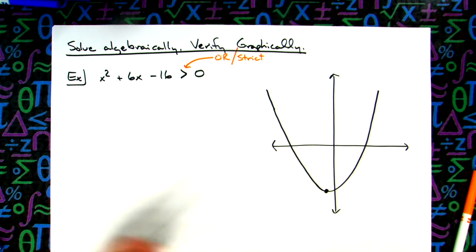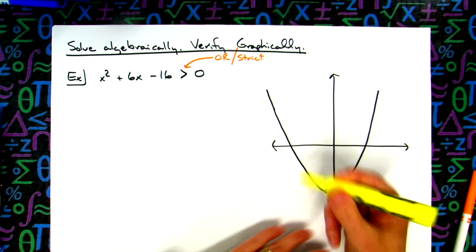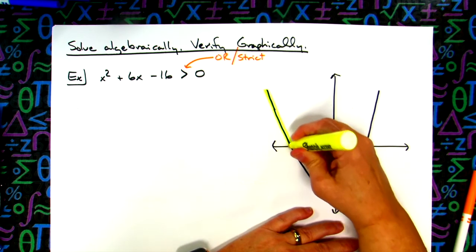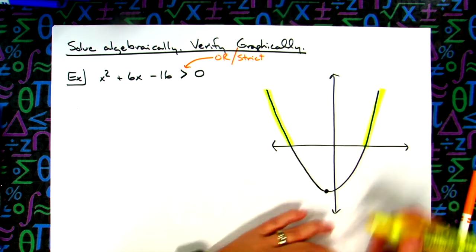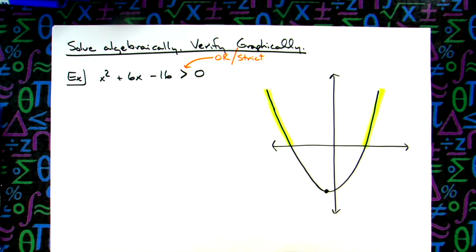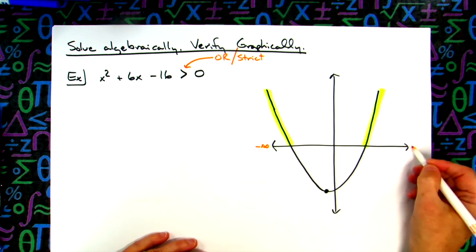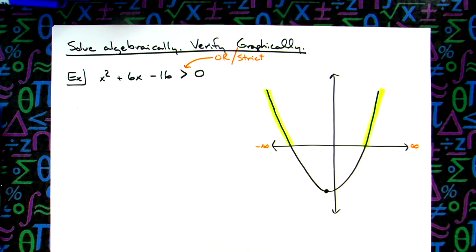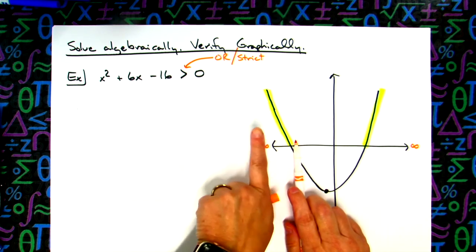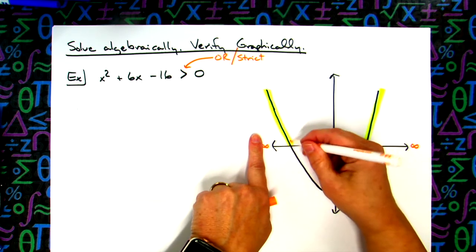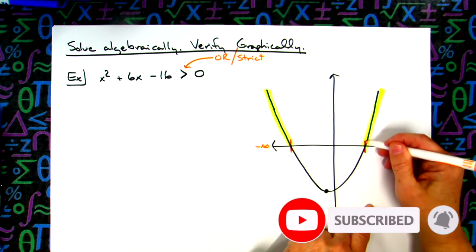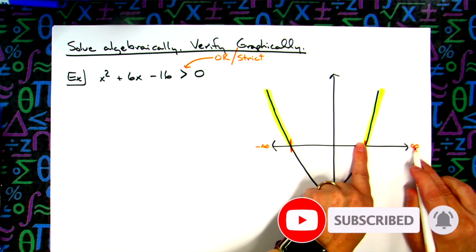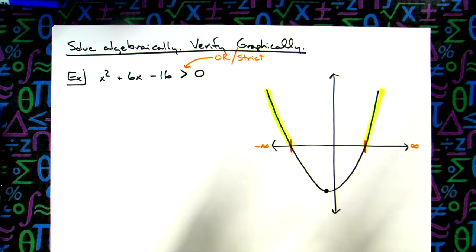Now the question is, where is the parabola above the x-axis? Well, it's above the x-axis here, and it's above the x-axis here. So negative infinity is all the way down here, positive infinity is all the way down here, right? So there's a section from negative infinity to whatever this number is, and then a union, whatever this number is, all the way to positive infinity, right? There's my two parts of my interval notation.